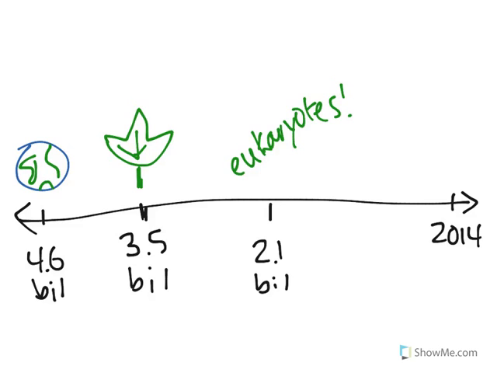I'm an undergraduate at MIT, and today we're going to be talking about the evolution of eukaryotes. So if you look at this timeline, the Earth actually formed 4.6 billion years ago. But not until 2.5 billion years after that did eukaryotes form. So why did it take so long for this to happen?